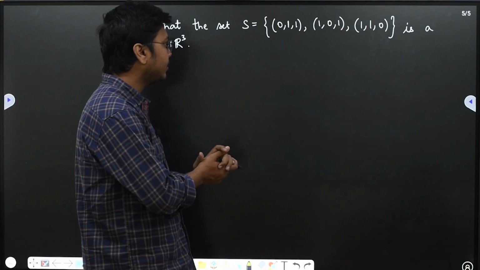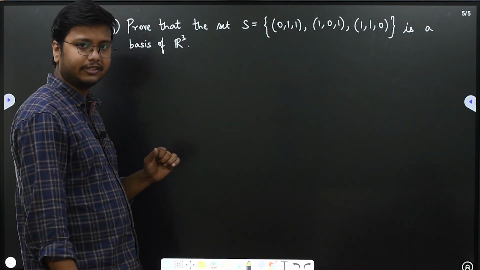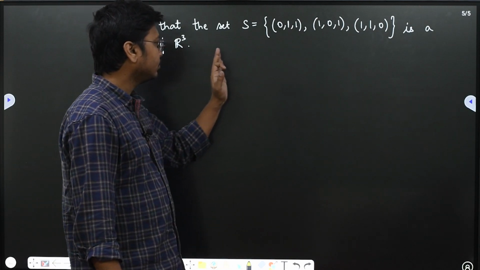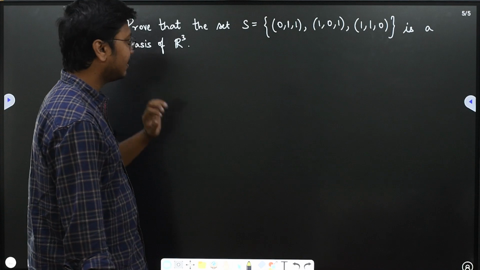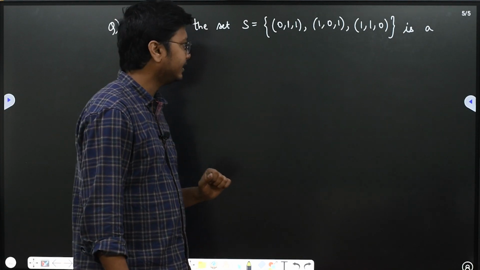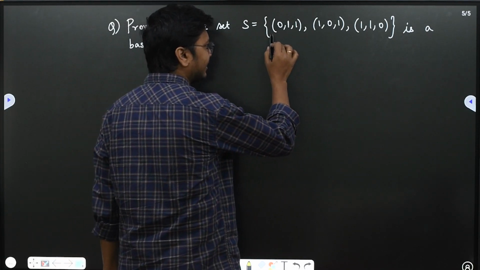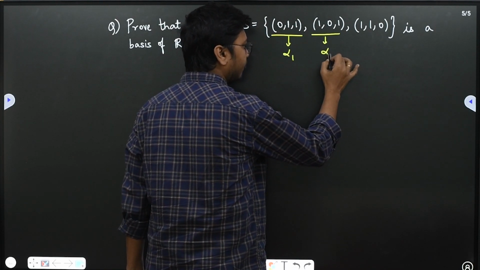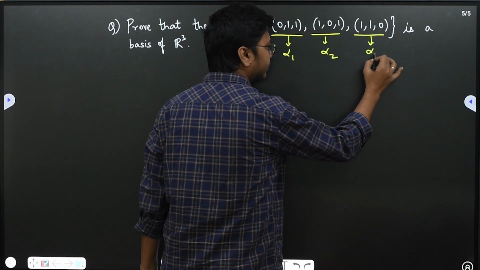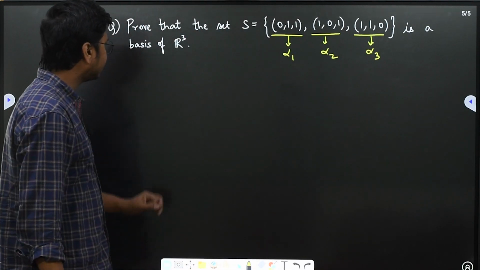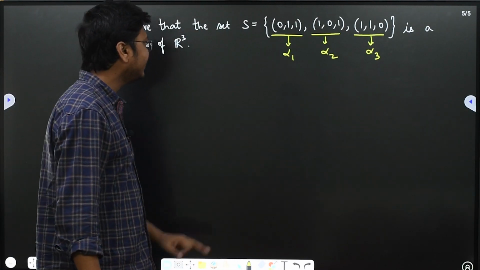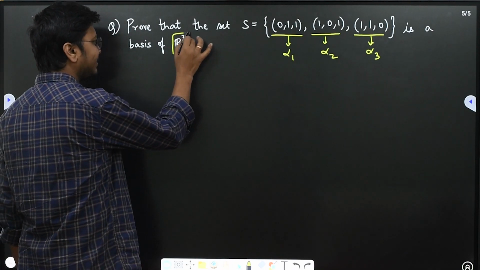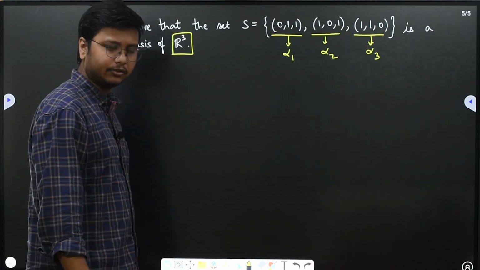Coming to our last question of this lecture, we are going to show that this particular set is a basis of the vector space R3. This set has 3 elements. Let's say this is my alpha 1 element, this is my alpha 2 element, and this is my alpha 3 element. We have 3 elements, and we want to show it is a basis of the vector space R3.